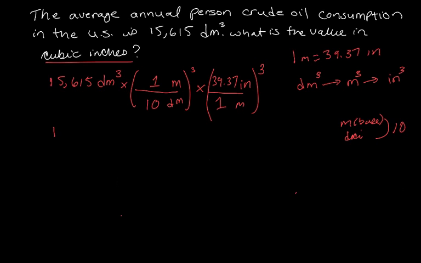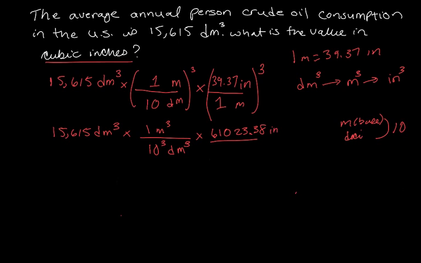So essentially, what you're writing when you carry this out is 1 cubic meter over 10 to the third cubic decimeters times, and don't forget that now you're cubing 39.37 as well, so you can plug that in your calculator and you would get something close to 61,023.38, and it's cubic inches.